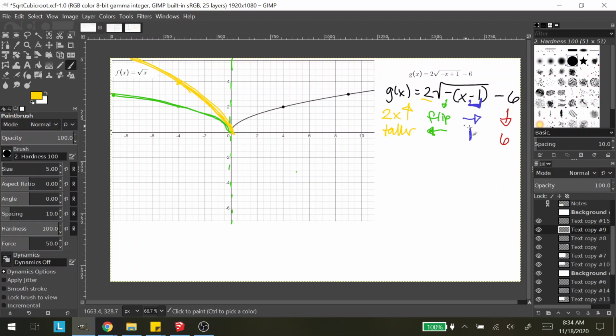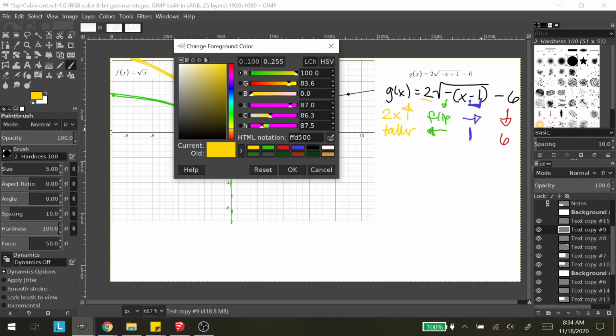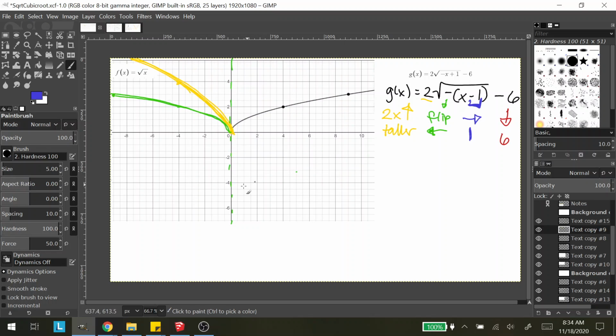Then we've got to shift to the right one and down 6. I like to do those all at once. It's just easier for me. I'll use blue for both of those. So this is going to go to the right one, down 6. That's my new home. That's my new home right there. Then I've got at negative 4, we're at positive 4. So we're going to go to the right one, down 6.